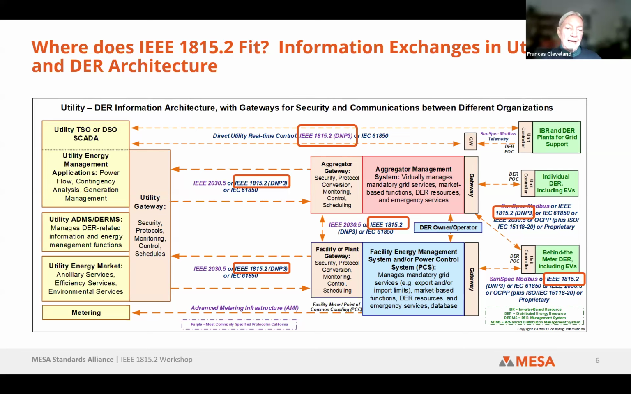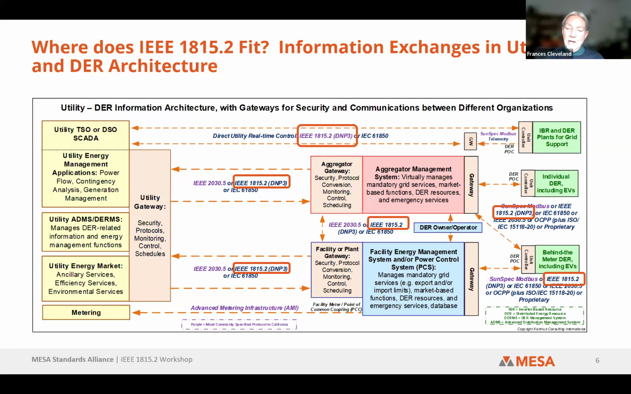For instance, if you take a look at the left-hand side, you see the utility transmission system operator, distribution system operator, SCADA system. They can work directly with an IBR, inverter-based resource, and/or a DER plant, where it's just directing what happens at the point of common coupling. Or it can go through a utility gateway to, say, an aggregator, because many of the systems also work through aggregators. Or it can go directly to a facility plant. So it would have a facility gateway and a facility energy management system, which in turn would be managing all the behind-the-meter DERs, maybe EVs, as well as loads, more and more controllable loads.